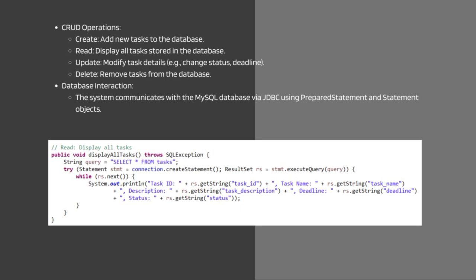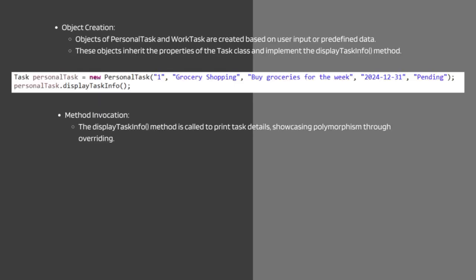Database interaction. The system communicates with the MySQL database via JDBC using PreparedStatement and Statement objects. Object creation. Objects of PersonalTask and WorkTask are created based on user input or predefined data. These objects inherit the properties of the Task class and implement the display task info method. The snippet code I provided is predefined data. Method invocation. The display task info method is called to print task details, showcasing polymorphism through overriding.